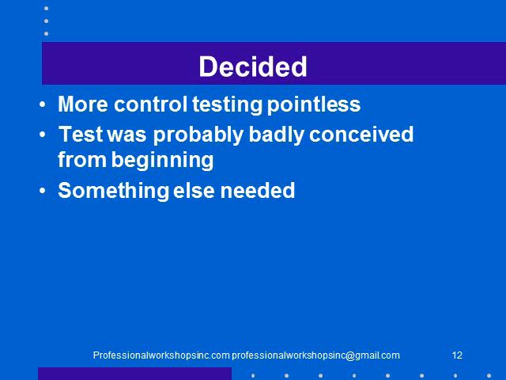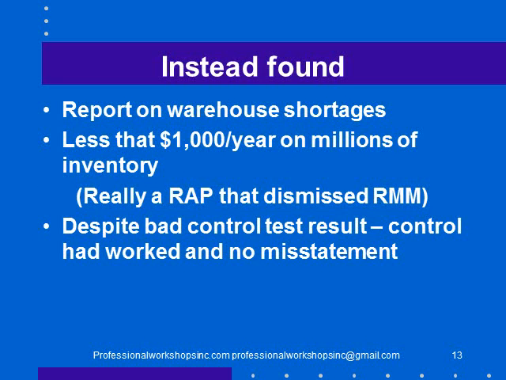So I decided that more control testing was probably pointless. The test I decided was probably badly conceived from the beginning, and I decided I would do something else. What I did was I looked around and found a report on warehouse shortages. I found that less than $1,000 a year, on tens and twenties of millions of dollars worth of inventory, had gone missing during the year. And that could be explained easily by breakage and stuff like that.